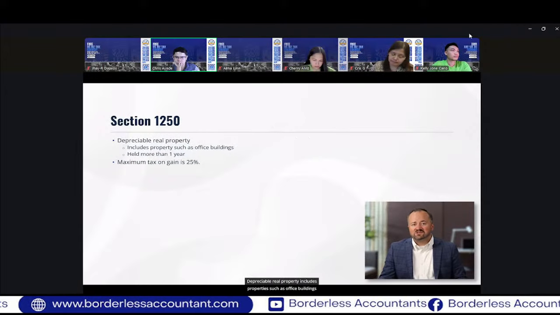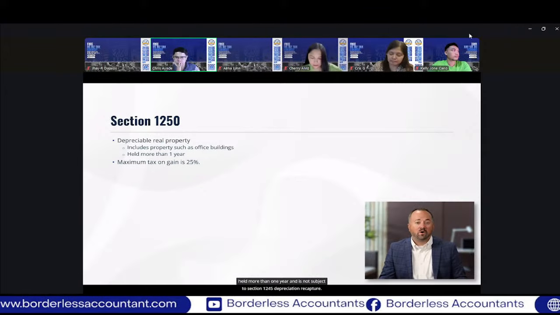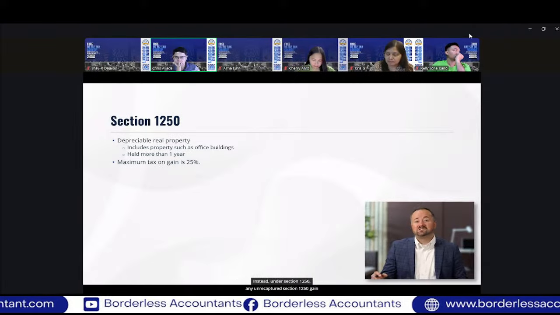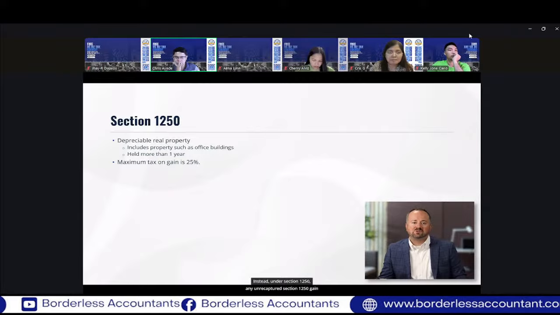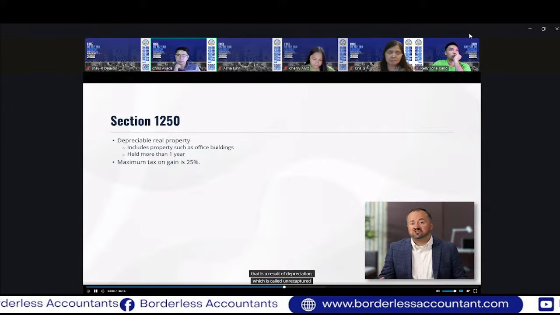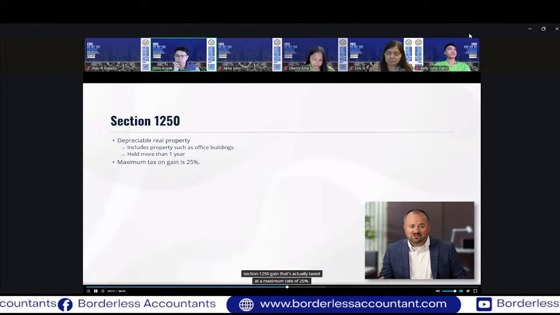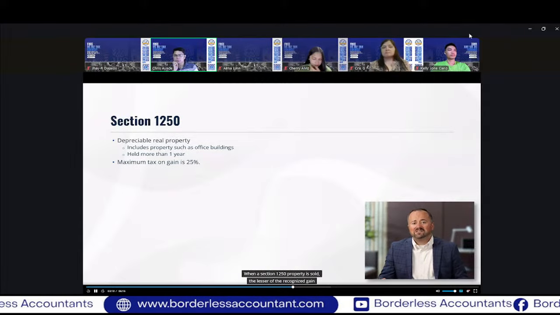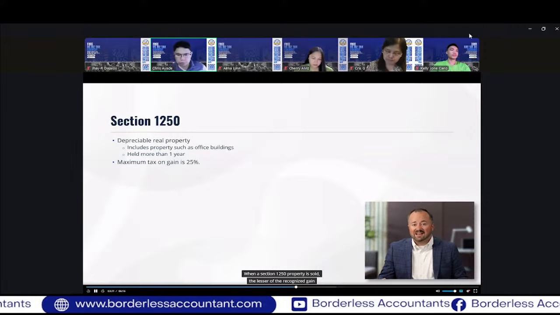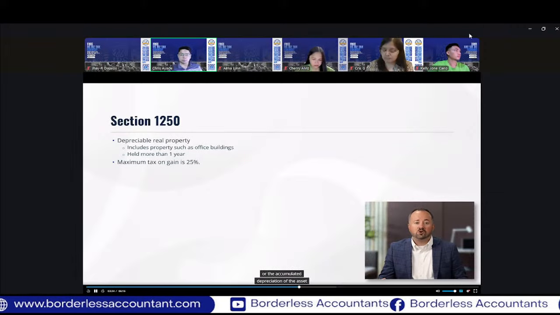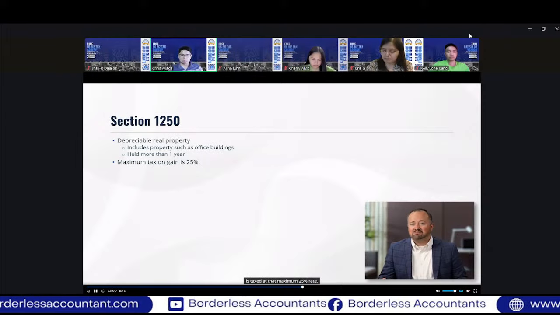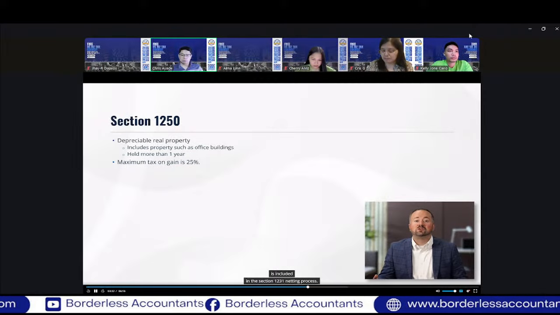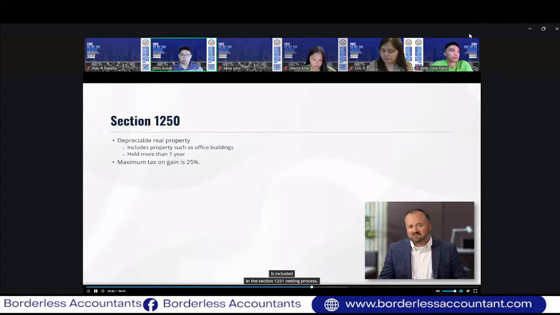Depreciable real property includes properties such as office buildings held more than 1 year and is not subject to Section 1245 depreciation recapture. Instead, under Section 1250, any unrecaptured Section 1250 gain that is a result of depreciation is taxed at a maximum rate of 25%. When a Section 1250 property is sold, the lesser of the recognized gain or the accumulated depreciation on the asset is taxed at that maximum 25% rate. Any amount over the accumulated depreciation is included in the Section 1231 netting process.